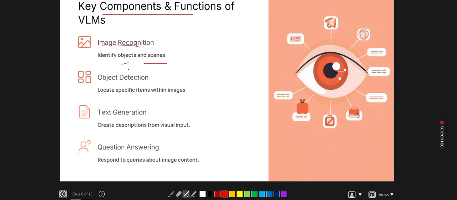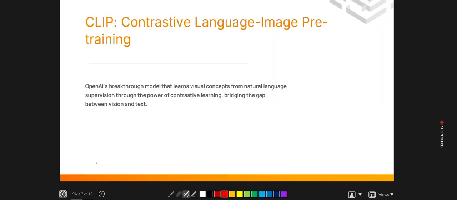All right, and then object detection, where we can specify items within the images. We'll study how this works later on. We're just studying the components for now, and then applications. Text generation from the visual input, like I said, we can pass the image and then ask questions related to the image, which is visual question answering. All right. So now let's go to CLIP. Now we have learned about the VLMs, what VLMs are, and CLIP is a type of VLM we are going to discuss now.